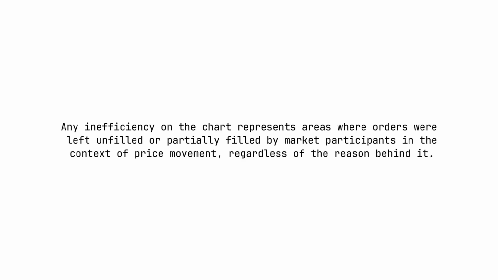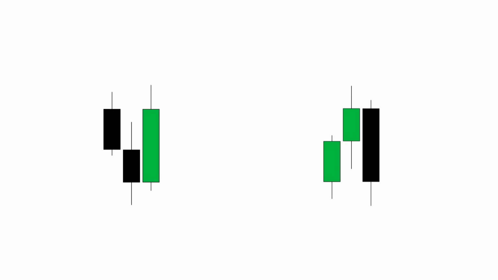Let's make a final conclusion and put an end to the question of inefficiencies. Any inefficiency on the chart represents areas where orders were left unfilled or partially filled by market participants in the context of price movement, regardless of the reason behind it. If you wonder why fractals are not considered inefficiencies, the answer is straightforward. Orders behind fractals are a phenomenon that manifests post facto, not during price delivery.